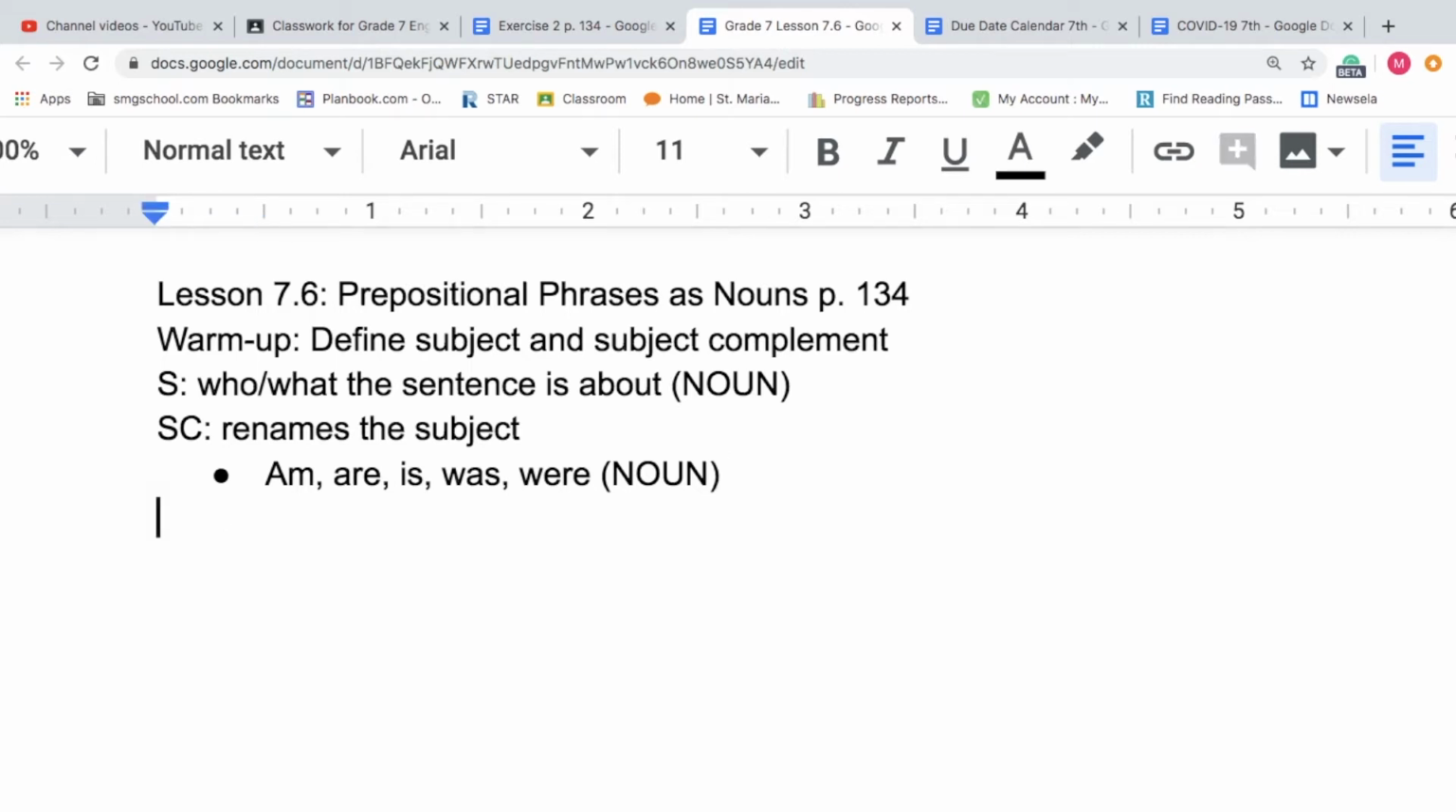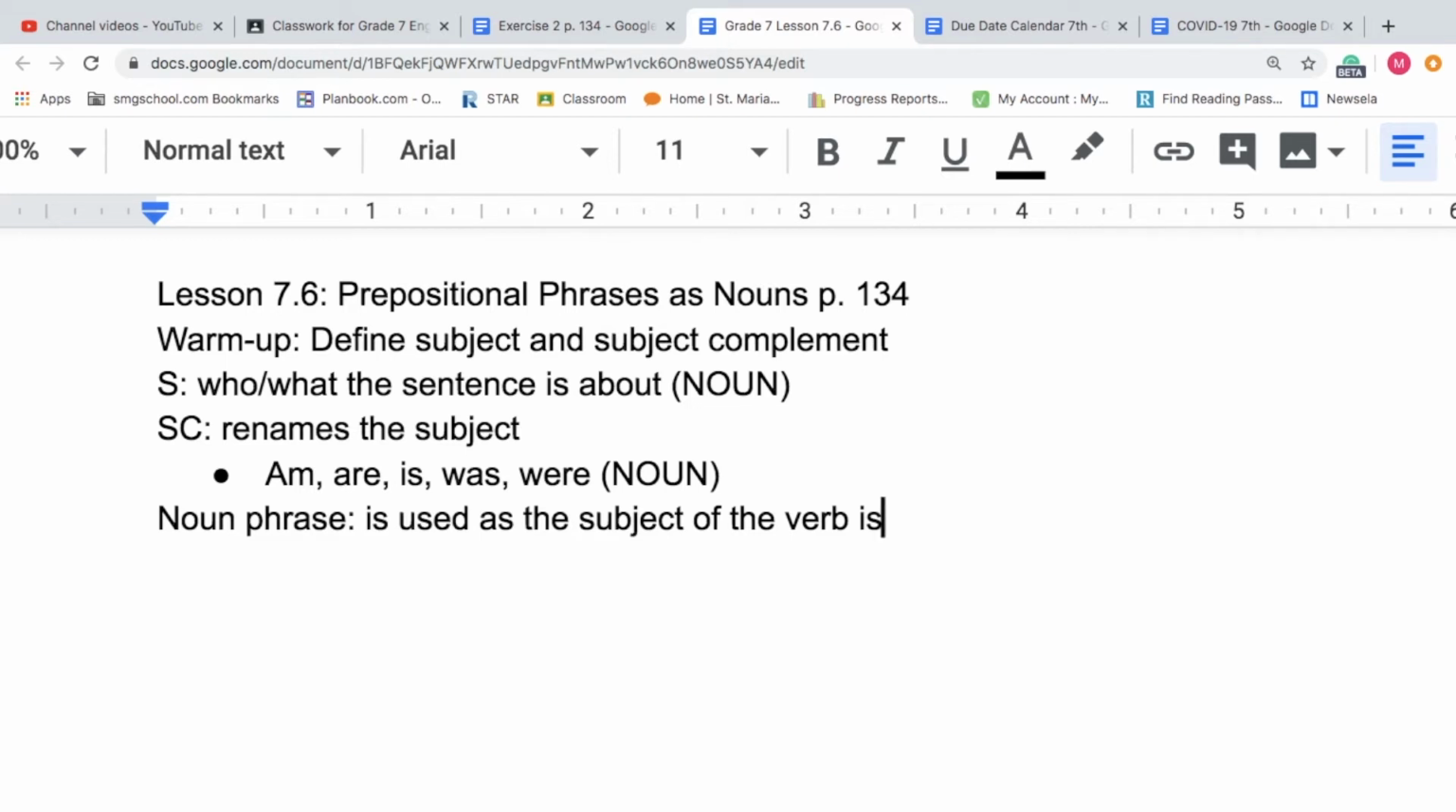So go ahead and pause the video and read the top of page 134 up until the highlighted part. All right, we're going to write down that definition. A noun phrase is used as the subject of the verb is. A prepositional phrase can also appear as a noun in other places within a sentence.